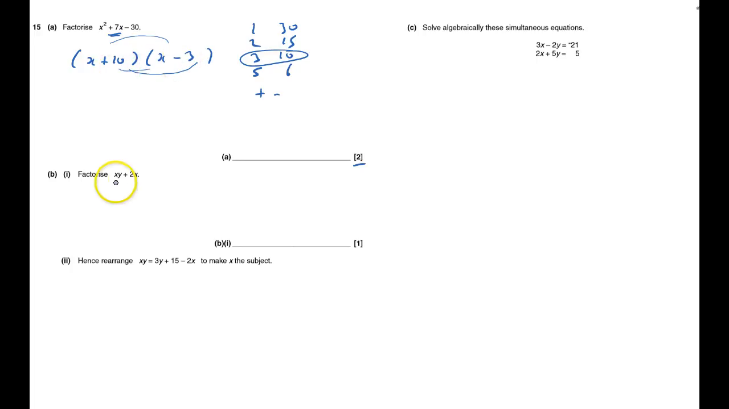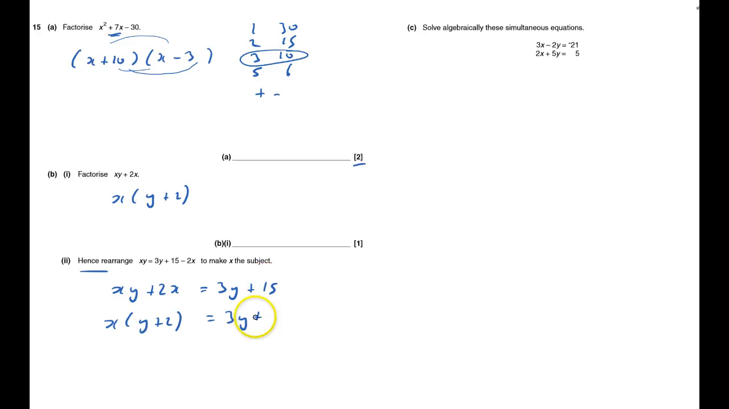That's great. Factorise this. x goes in both of them, so I can take out an x and get y plus 2. Okay, that's all right. Hence means I need to use this. So I'm going to add 2x to both sides. So I get xy plus 2x's are 3y plus 15. Hence I need to use that. I'm factorising that to get x lots of y plus 2 equals 3y plus 15.